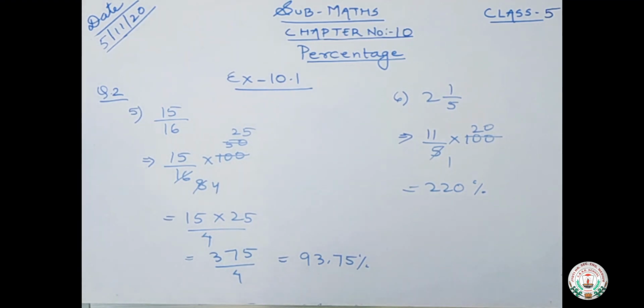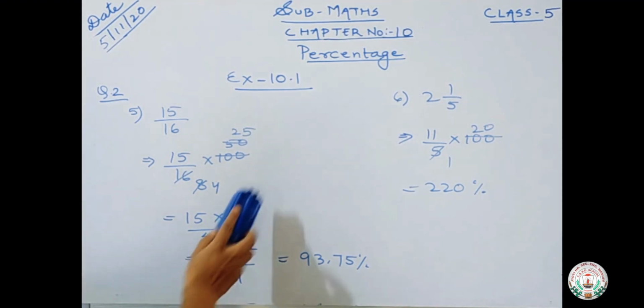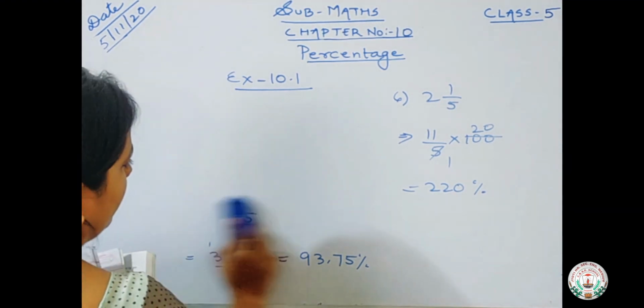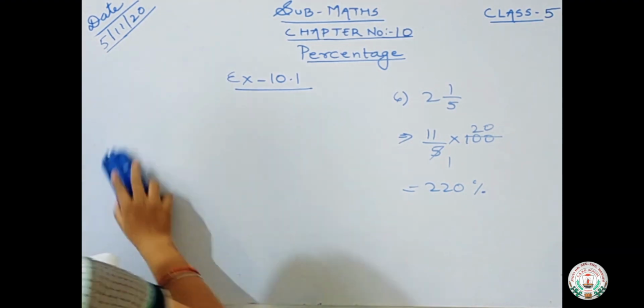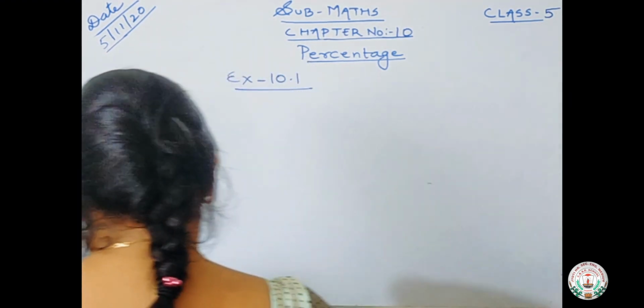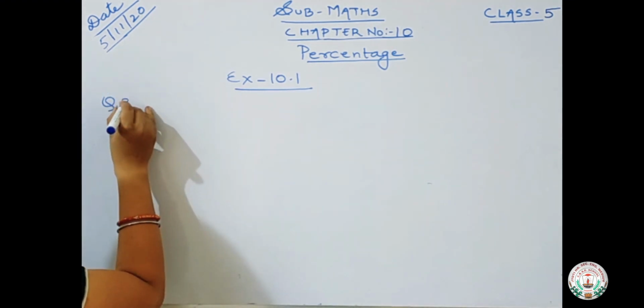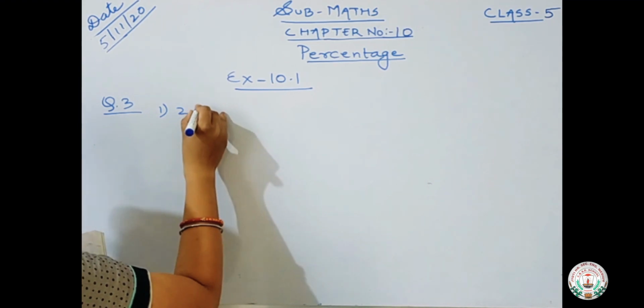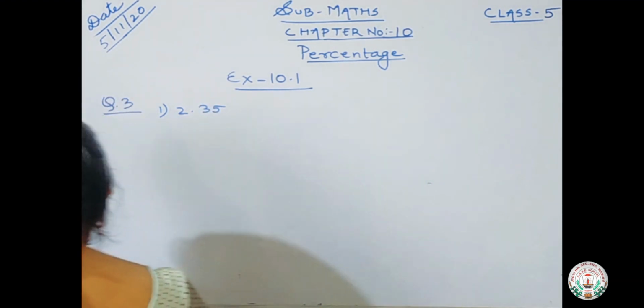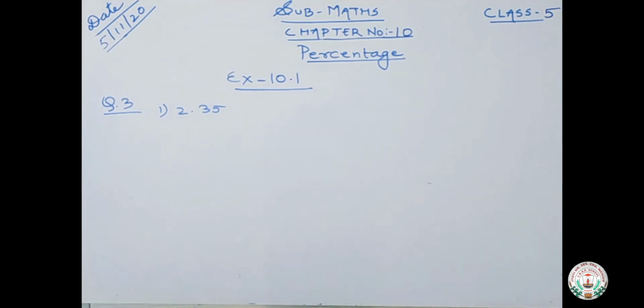Question number 3: express the following as percentage. But as you can see in your question, it is given in decimal form. First you have to convert this and then we will take it out. Let's see how we can solve this. Question number 3. Express the following as percentage. First one is 2.35. This you have to express as percentage.